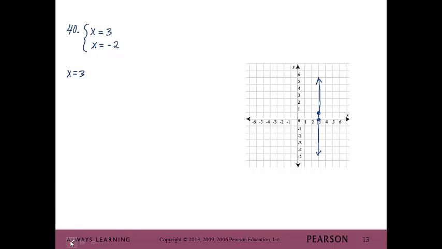Now let's graph the second, which is x equals negative 2. Again, this is a vertical line going through the x-axis at negative 2. So let's put a point where x is negative 2. And you can put one above or below, doesn't matter, as long as you keep x at negative 2, and y can be anything. Okay, so now let's connect our points. This time we see that our lines never intersect. Therefore, the solution would be no solution.